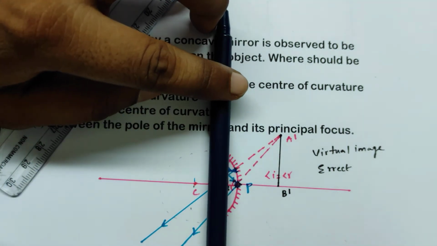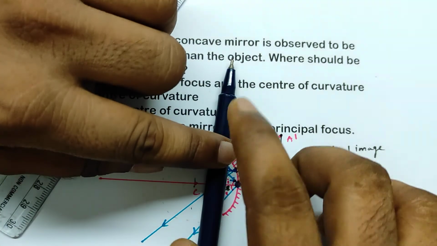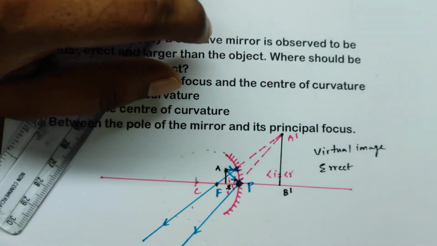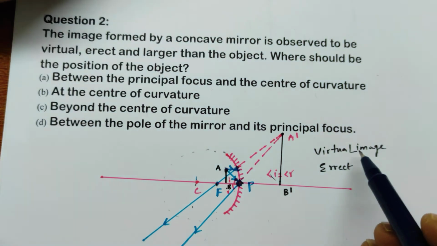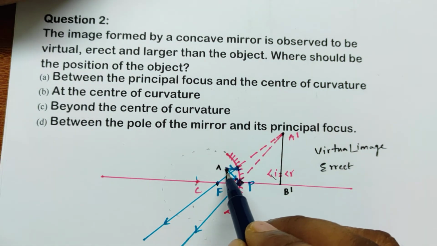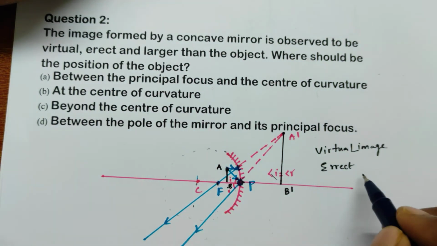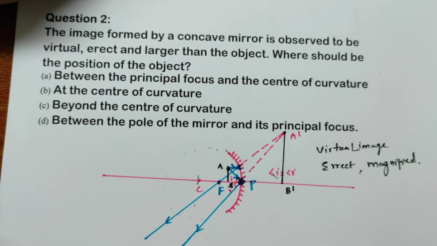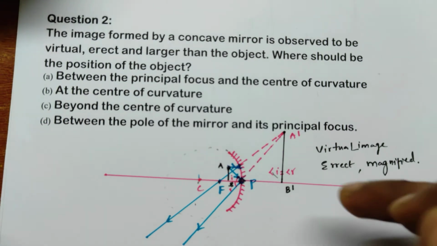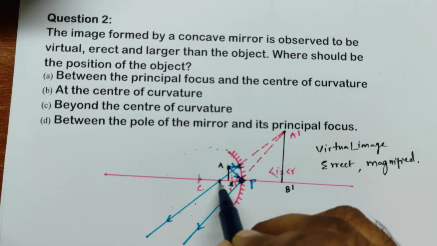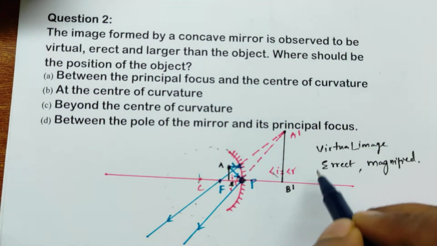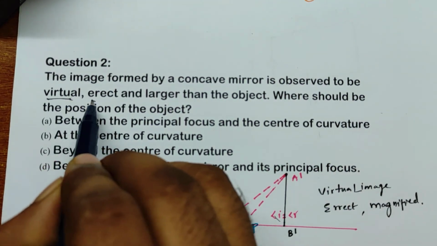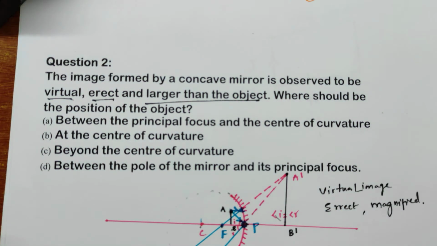Foot, head, the same pattern here also we can observe. That is erect. So virtual image, erect image and larger image. Yes, this is small size and this is bigger size, which is called a magnified image. From this you can clearly say that when we place the object between F and P, whatever conditions were asked here, virtual, erect and larger than the object, can be formed.